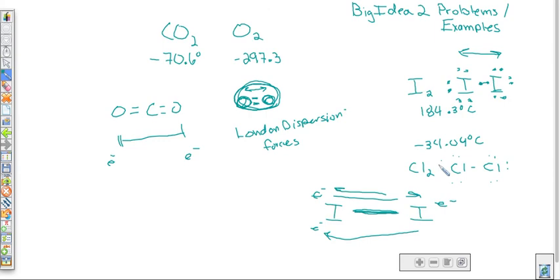In the next video, I'm going to look a little bit more at bond lengths and bond strengths for you. And so I wanted to give you these examples because I felt like these were kind of confusing ideas, but I hope this helps.